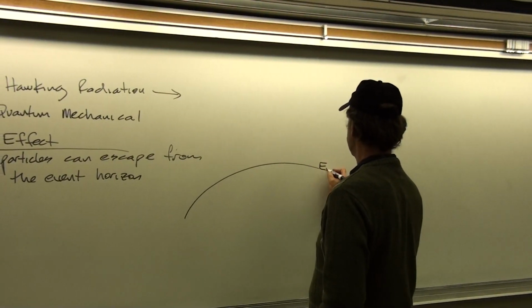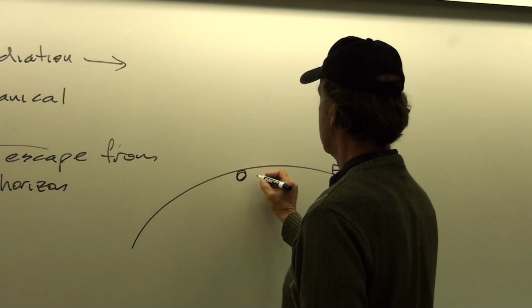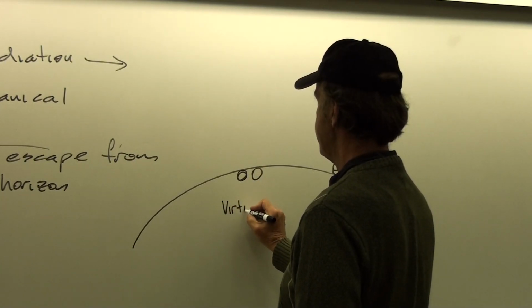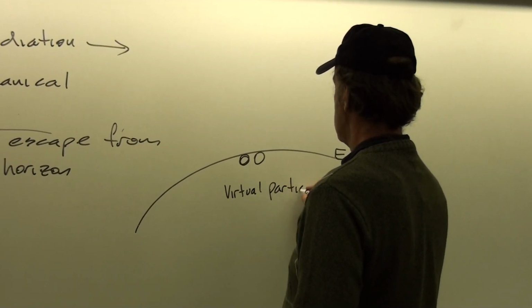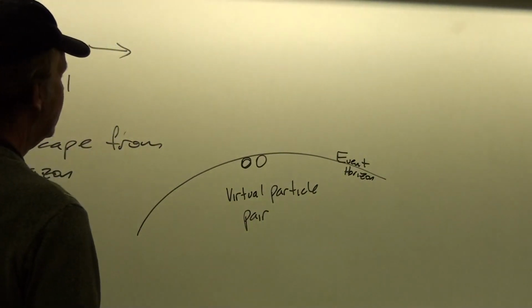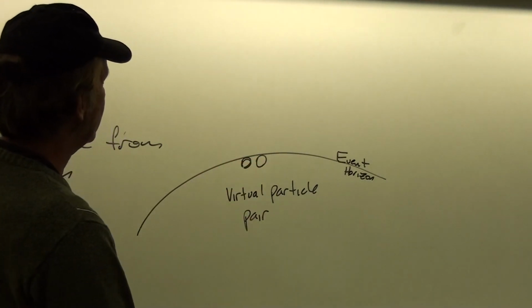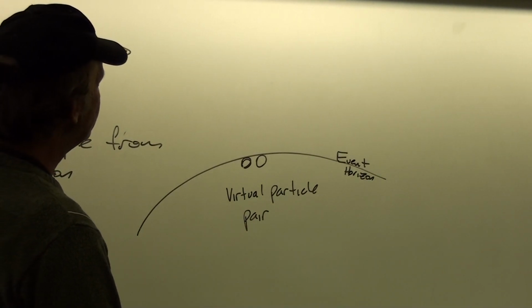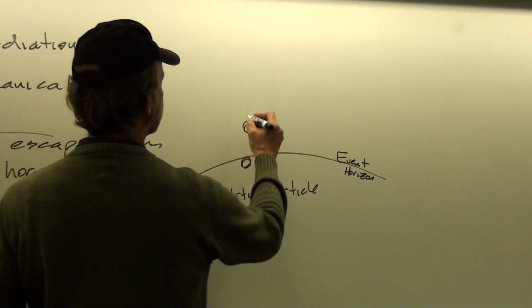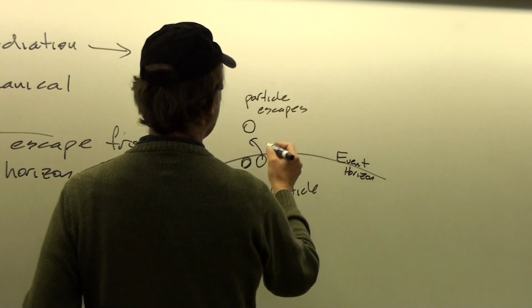But let's say that this is the event horizon. And here we have a particle and another particle forming near the event horizon. We'll call this a virtual particle pair. Okay, so this virtual particle pair can form anywhere in space, but it turns out that if the virtual particle pair forms near the event horizon, one of these particles can tunnel through the barrier. And so this particle escapes before it has to pay back the energy.